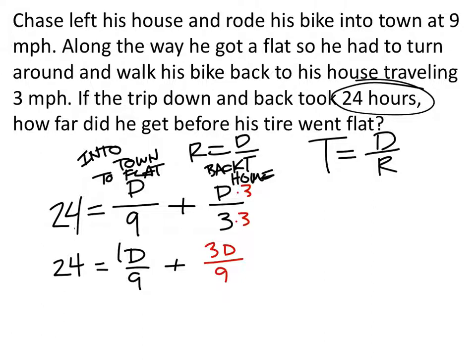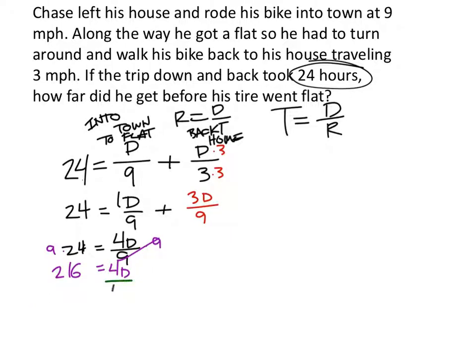And now if I had 1 d ninths plus 3 d ninths, then I'd have 4 times the distance in ninths equals 24. At this point, there's several directions we could take this. I'm going to multiply by 9 on both sides first. Some of you guys would do this in one step, and that's good. So the 9's cancel out here, so I've got 4d equals 216.